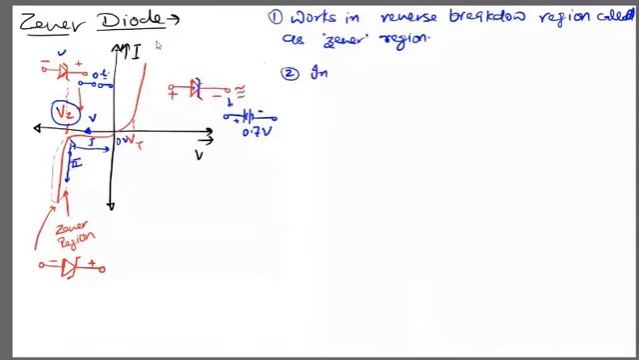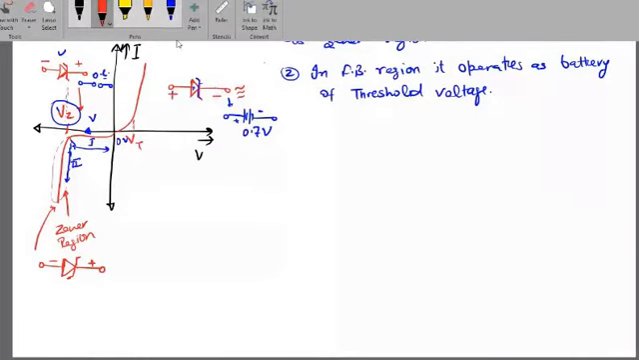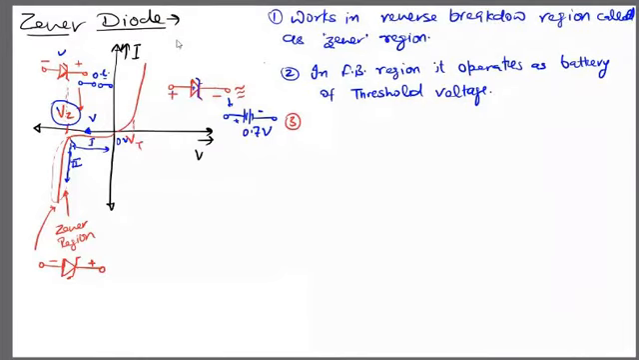Here I am writing: in the forward biased region, it operates as a battery of threshold voltage. Fine. And the third line, this is very important, I'm writing it here.